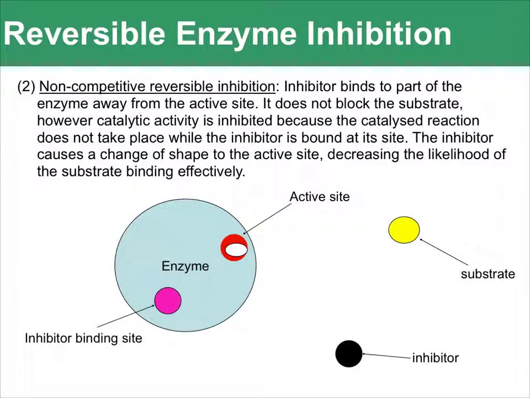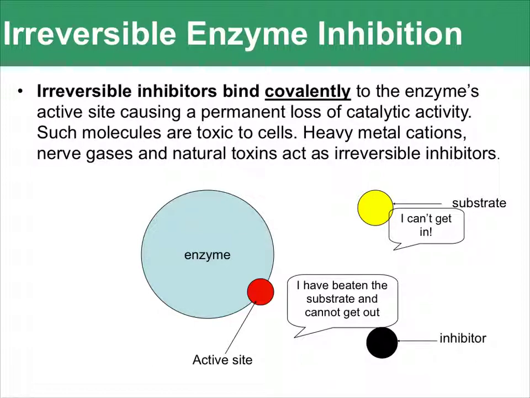The other type of enzyme inhibition is non-competitive reversible inhibition. So reversible, it can be changed back. So in this instance, an inhibitor binds to part of the enzyme but actually away from the active site. Even though it's not actually blocking the active site, it does inhibit the reaction because it won't occur while the inhibitor is still bound to the enzyme in any way. The inhibitor causes a change in the shape of the active site, therefore decreasing the likelihood or the chances of the substrate binding effectively.